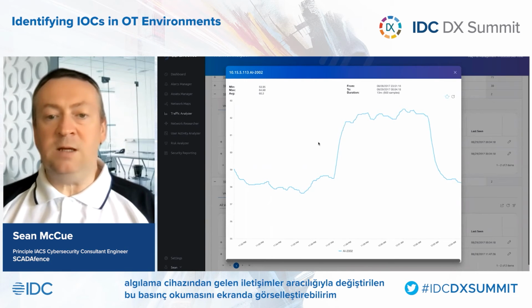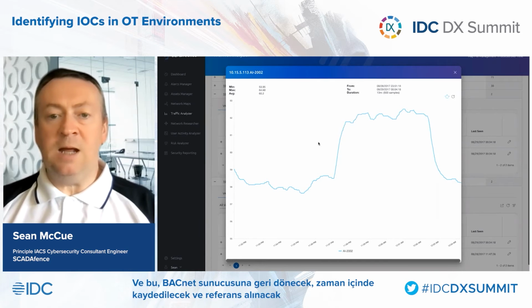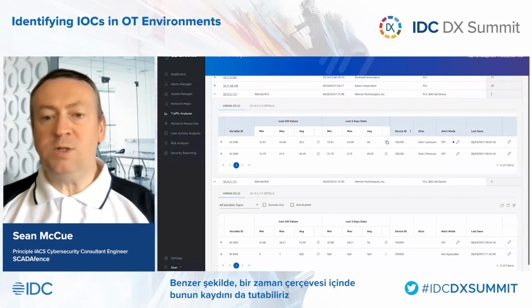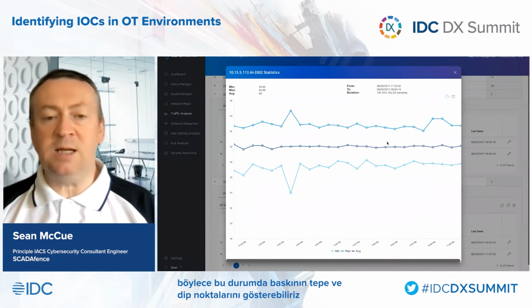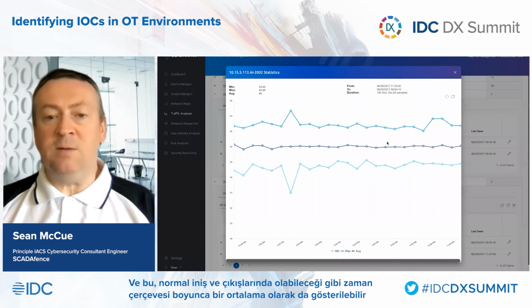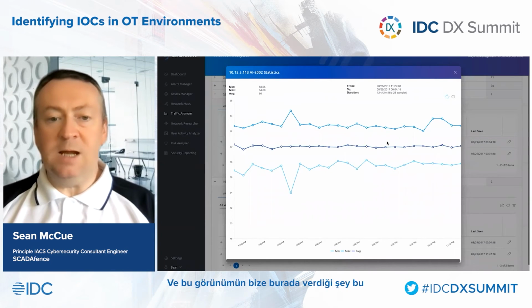via the controlling device, so the PLC or BACnet device in this case, and that would be going back to the BACnet server and would be recorded and referenced over time. Similarly, we can also keep a record of this over a time frame, so we can show peaks and troughs of pressure in this case, and that can be shown in its normal highs and lows or as an average across the time frame. And that's what this view is giving us here at the moment.